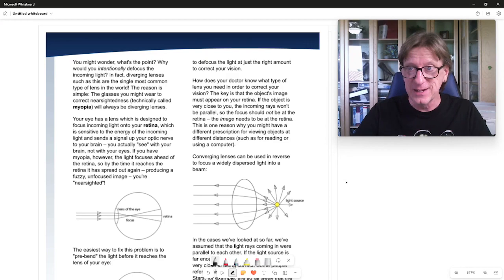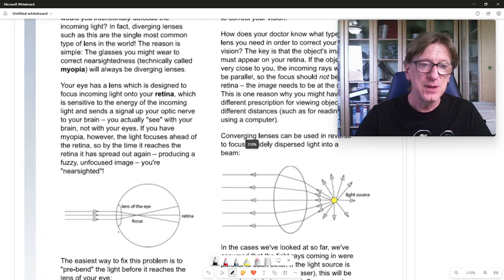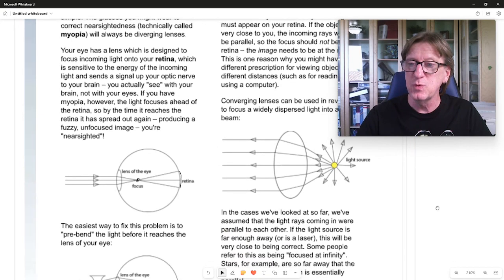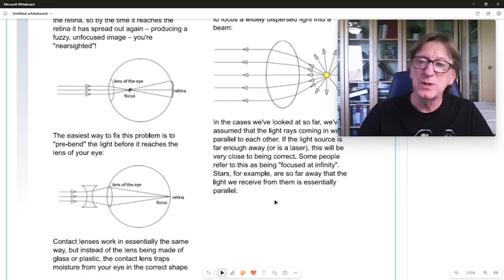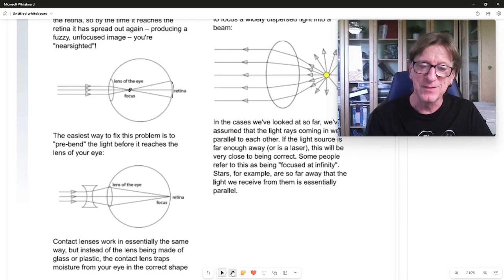If you're nearsighted, then what's happening is that you can see in the diagram down here, technically nearsightedness is called myopia, but what's happening is that the light is focusing too far ahead. And so the image that ends up on your retina, and remember that's what you're actually going to see, is going to be all fuzzy. So what we want to do is find some way to move that focus back. So what we do is we pre-bend the light.